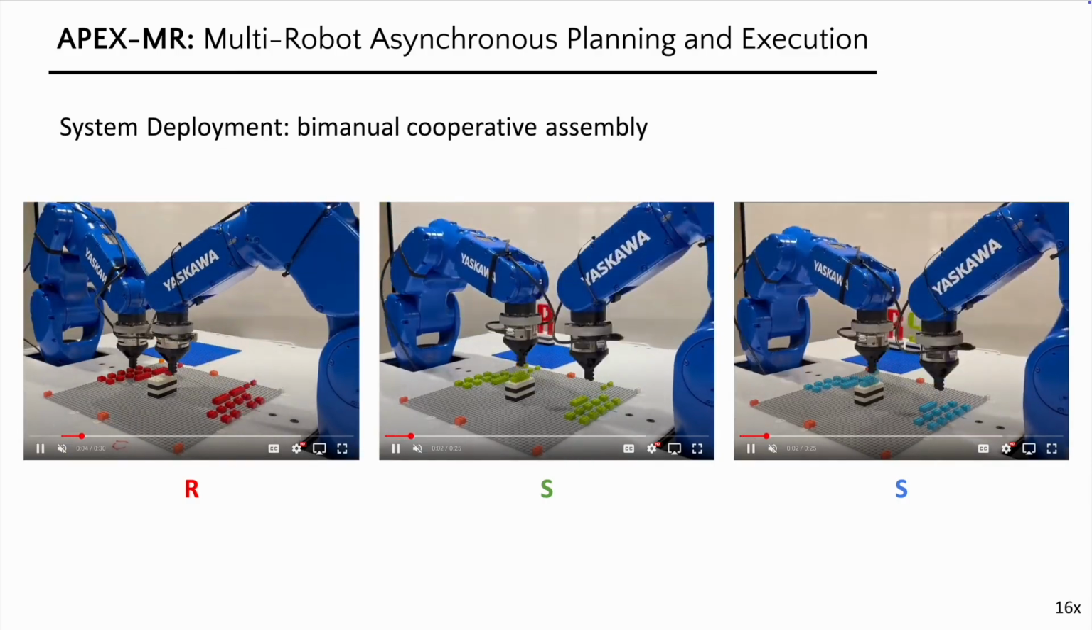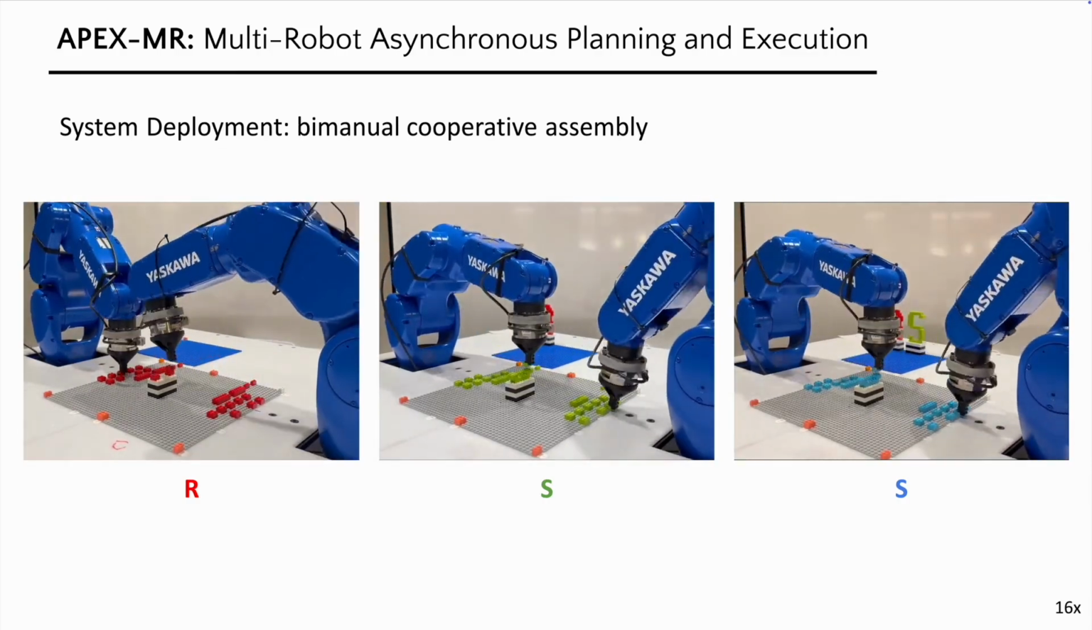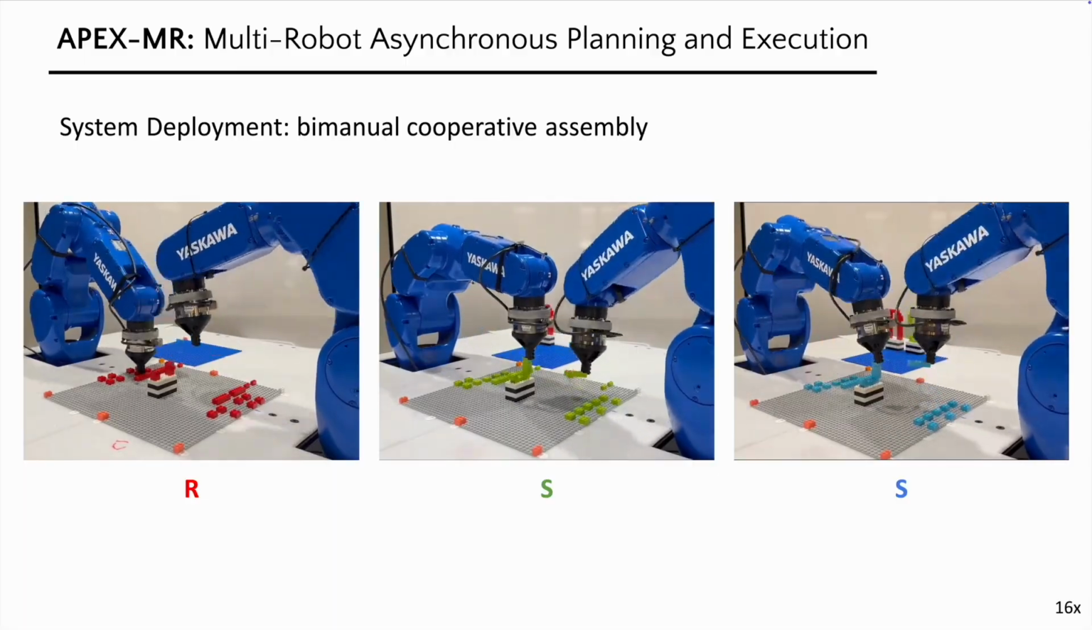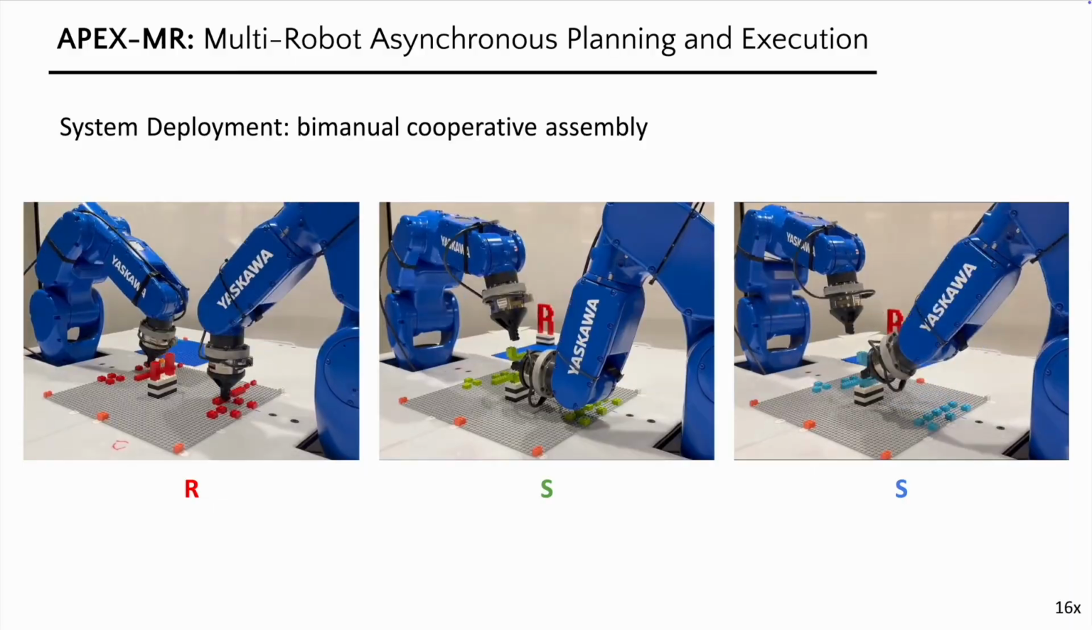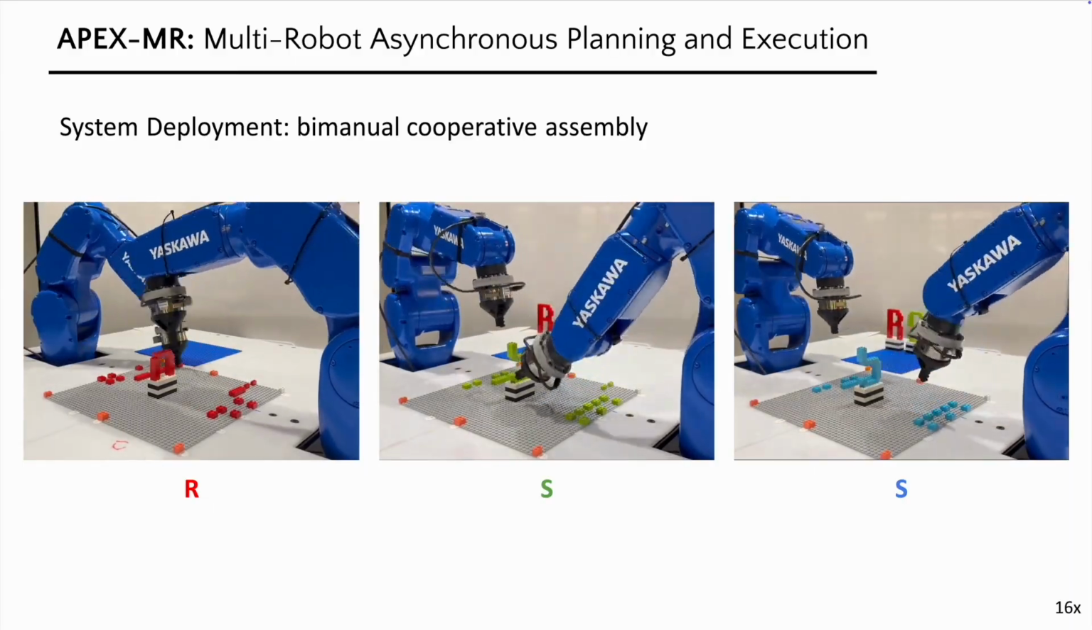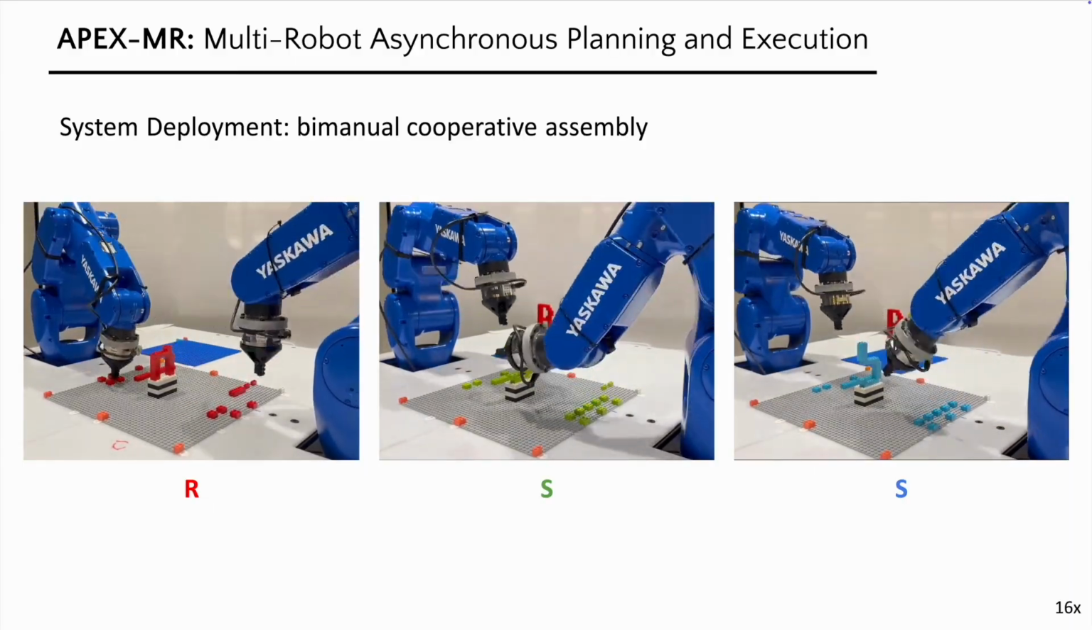Finally, we use a bimanual system to construct the characters of RSS, which are complex and delicate and require sophisticated collaboration. We see Apex MR can safely, efficiently, and robustly coordinate the robots to construct these complex assembly tasks.